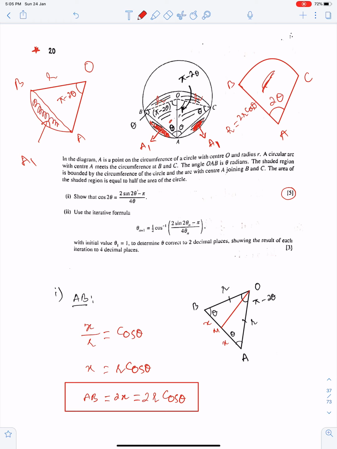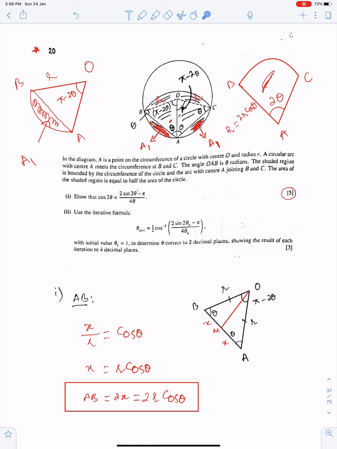Iterations lecture 3. In this lecture I will discuss the leftover important questions of this chapter. Question number 20. In the diagram, A is a point on the circumference of a circle with center O and radius R. A circular arc with center A, this arc BC with center A, meets the circumference at B and C. The angle OAB is theta.